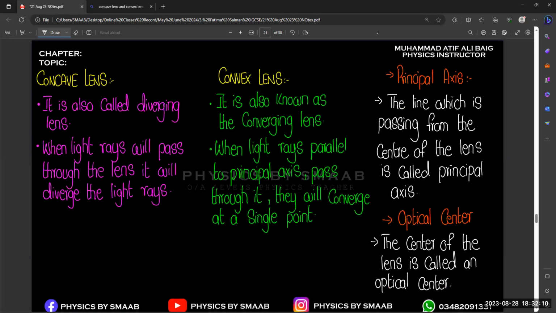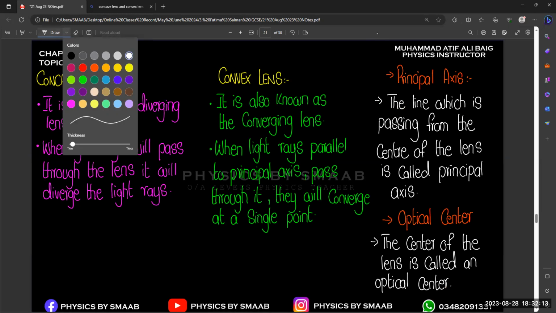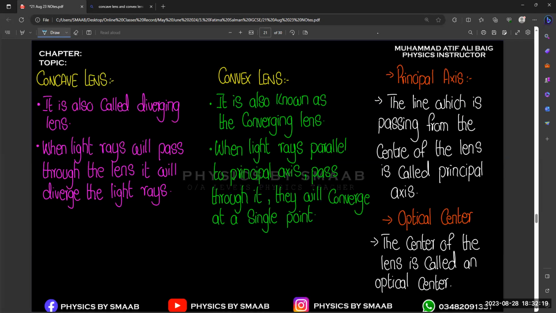So if we talk further about the properties of these lenses, we can say that a concave lens normally forms a virtual image. Virtual image means that it is not visible on the screen, right? And why is it not visible, or why can it not be obtained on the screen?